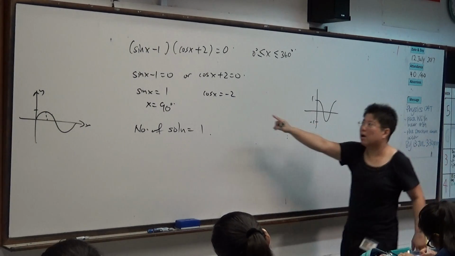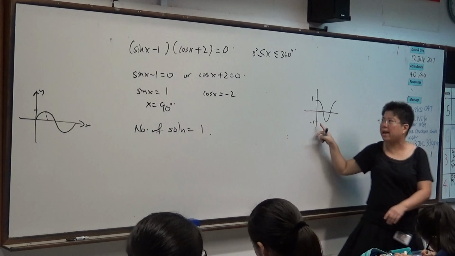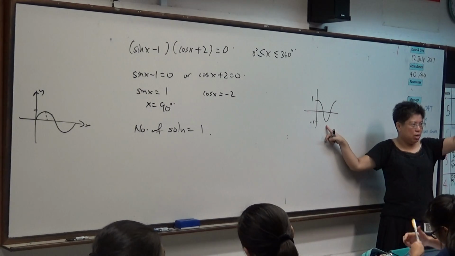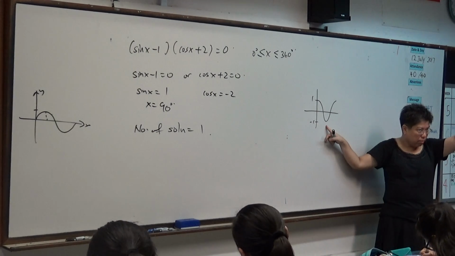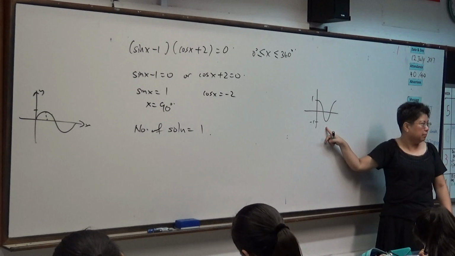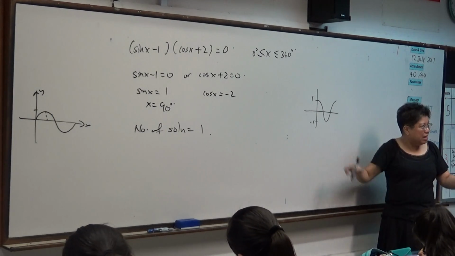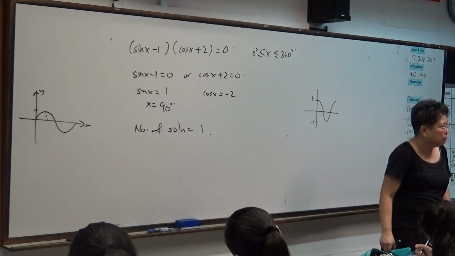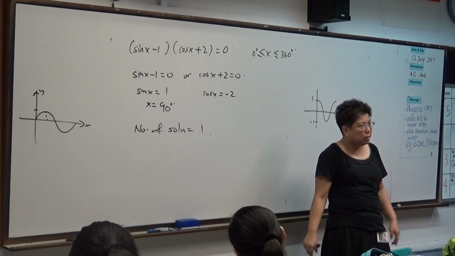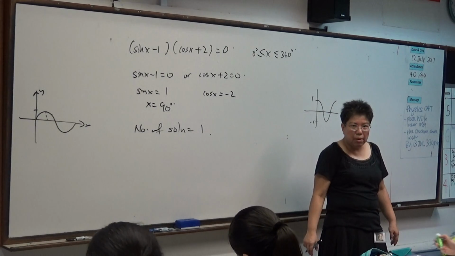You see, cos x is negative 2. Will cos x ever be negative 2? No, so there's no solution. If you don't believe me, you key in your calculator: cos inverse of 2. Error. There's no answer. Even if you don't know, the calculator will tell you there's no answer. But I don't wish my students to go and press the calculator for all this. Do you understand what I'm talking about?